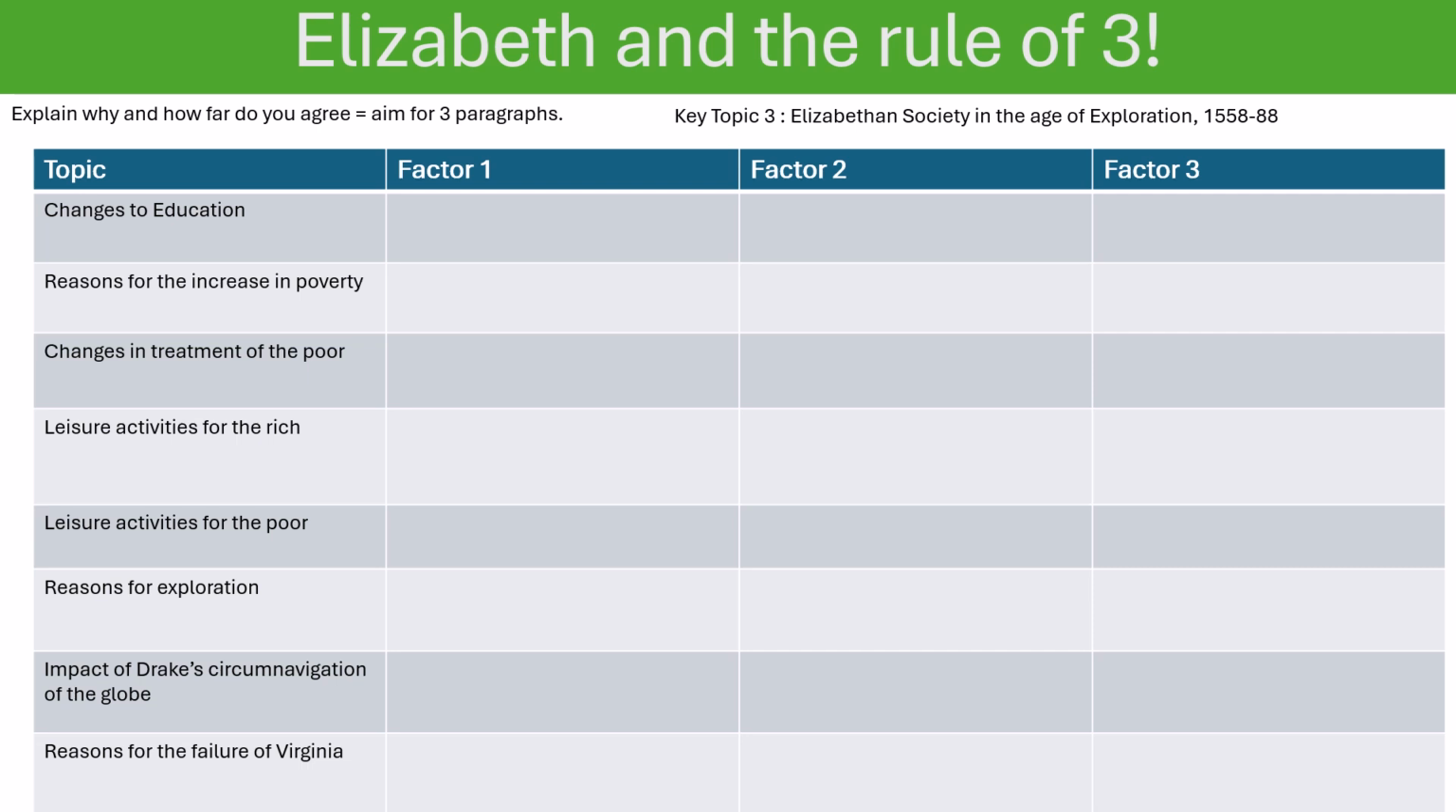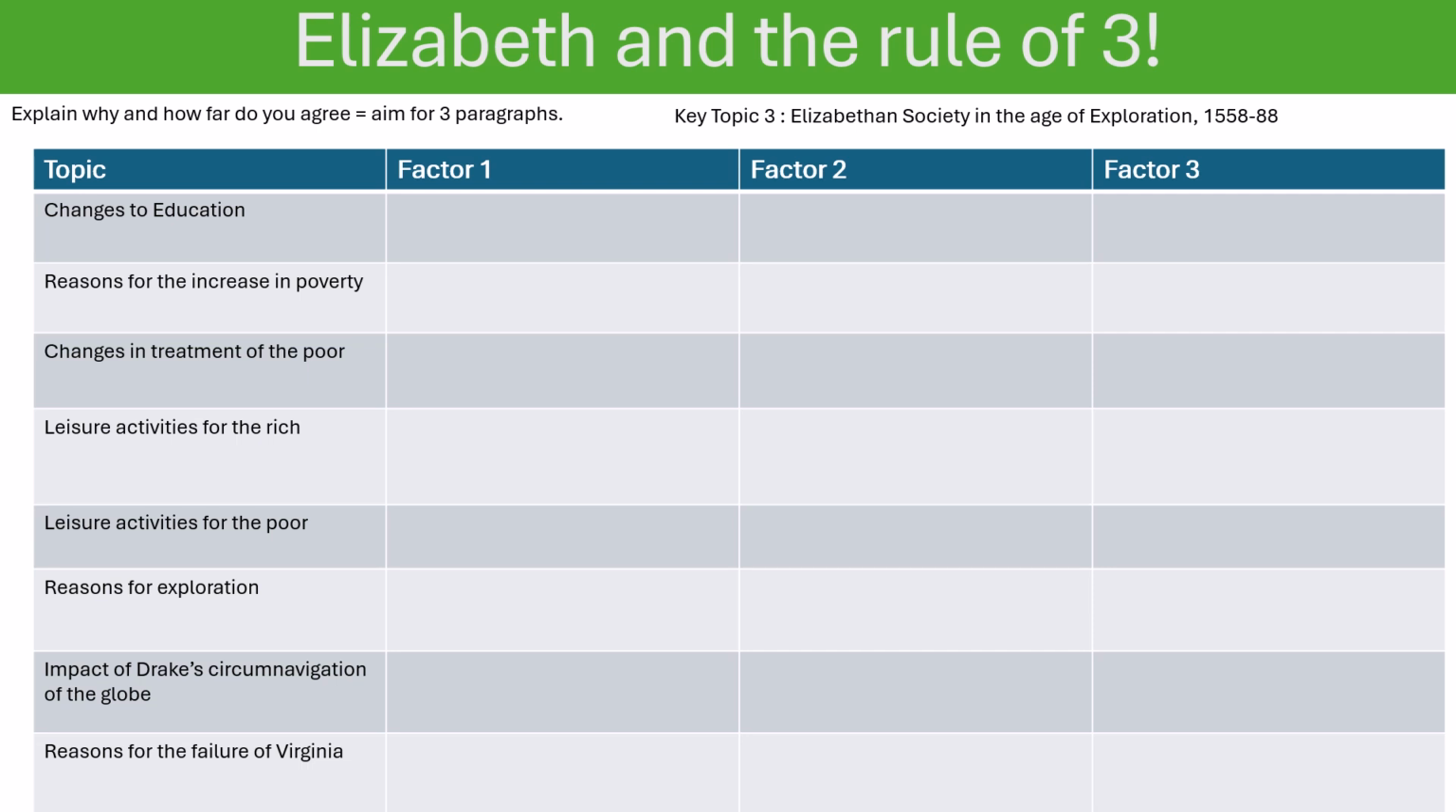And then we have key topic 3. Now key topic 3 is all about the people in Elizabethan England. So thinking about education, how were they educated, the reasons why there was an increase in poverty, why was there a change in the treatment of the poor, leisure activities, what do people do for fun? And we'll break that down into rich and poor.